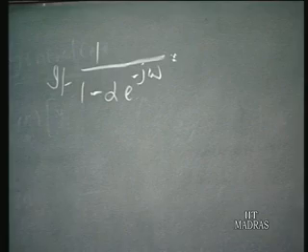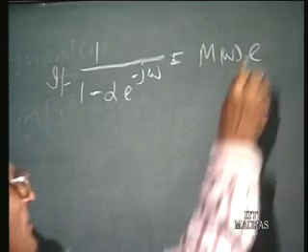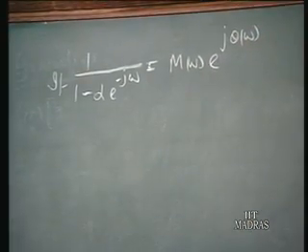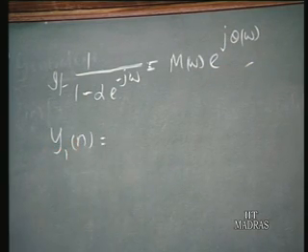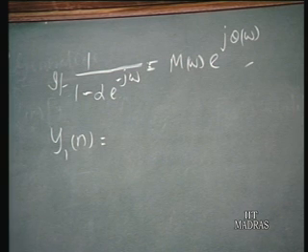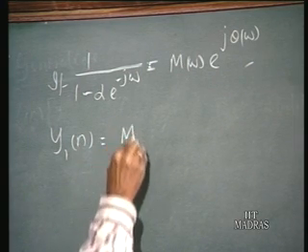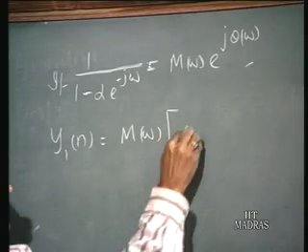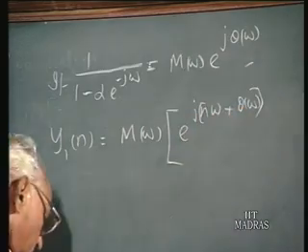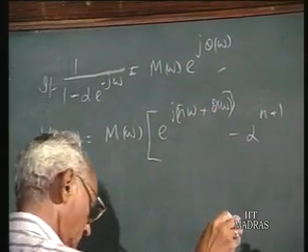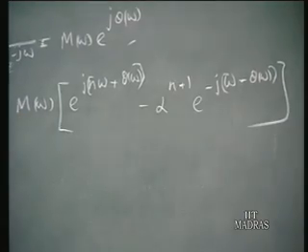So, suppose I call this M(ω) e^{jθ(ω)}. So, the angle and the magnitudes are functions of ω. Then y1[n], this whole thing can be recast in this form, you can pull up the details. It can be shown to be M(ω) multiplied by [e^{j(nω + θ(ω))} − α^{n+1} e^{−j(ω − θ)}]. That is how it will be y1[n].